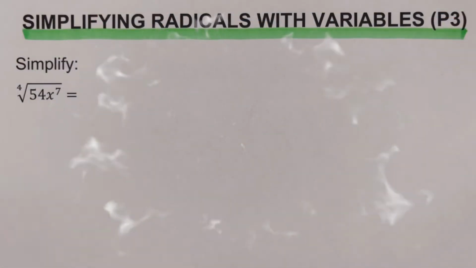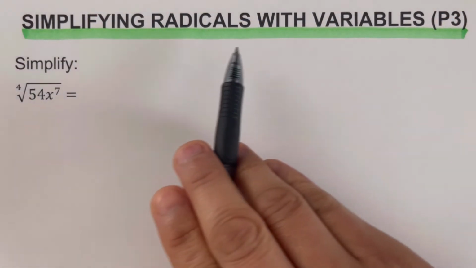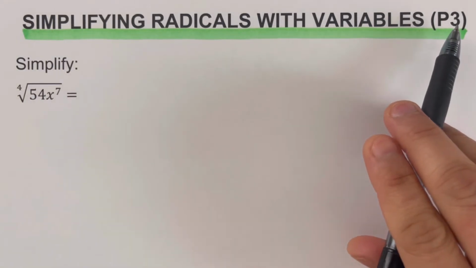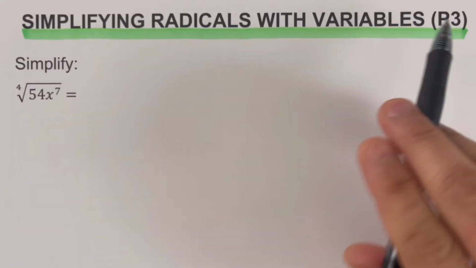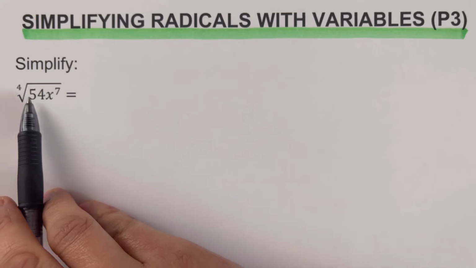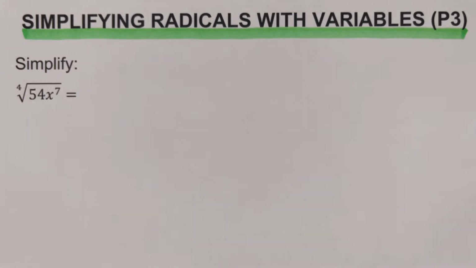Everyone, this video will show the easiest way to simplify radicals with variables, and this is the third part. In this part, we're going to simplify fourth root and fifth root expressions with variables.